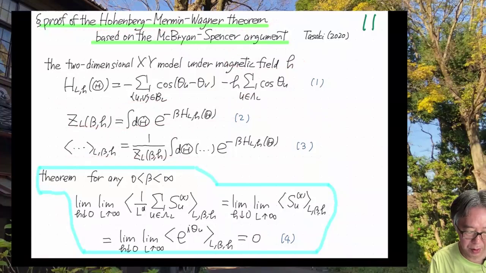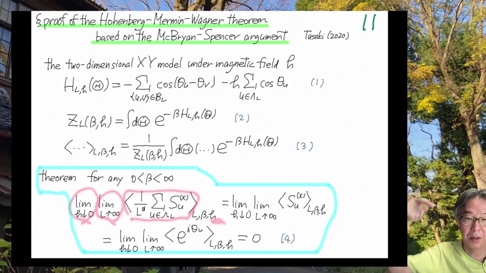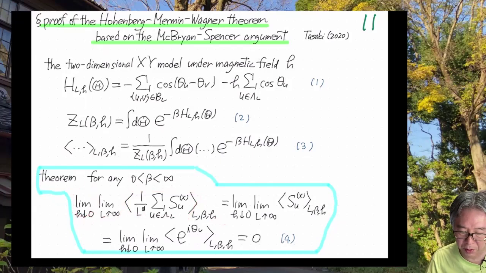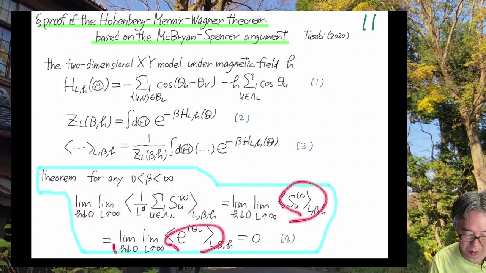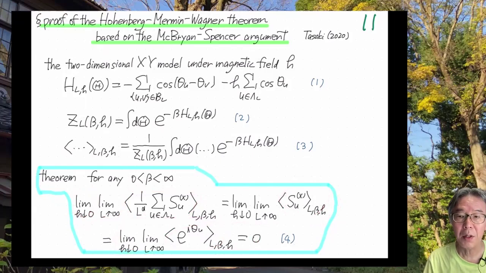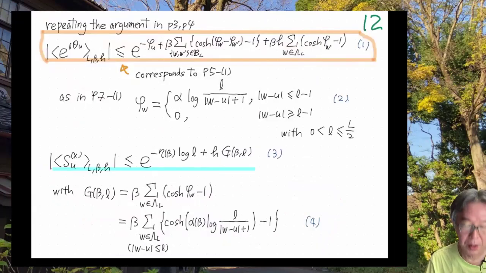And then here is the theorem. For any beta, the spontaneous magnetization defined like this is vanishing. Again, this is the magnetization density under magnetic field. You take the infinite volume limit, and then you take the limit where the magnetic field goes to 0. By using translation invariance, this is the same. And by using this expression, this is something we want to prove. Now it's very easy after knowing the Maclaurin-Spencer argument.